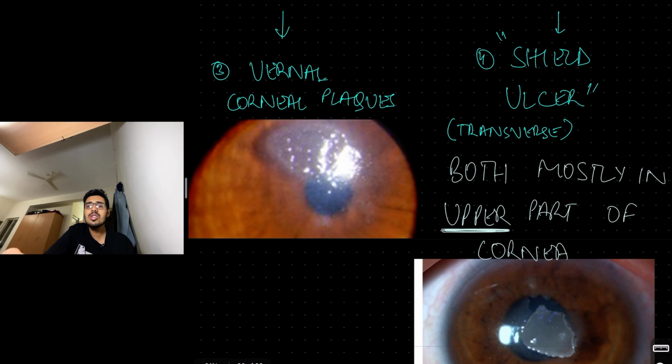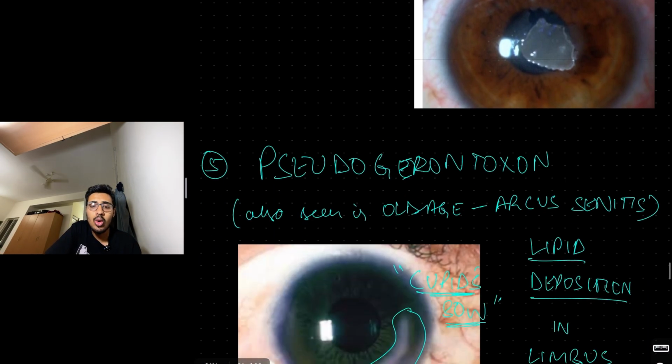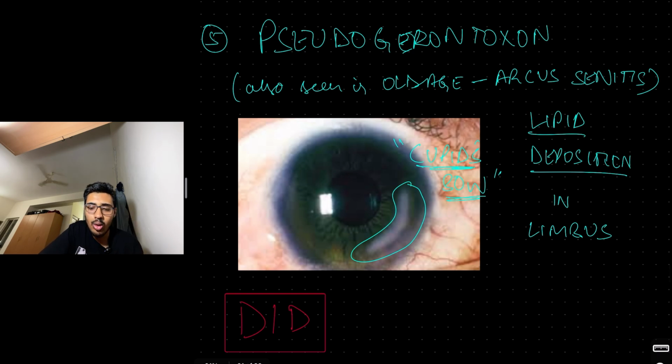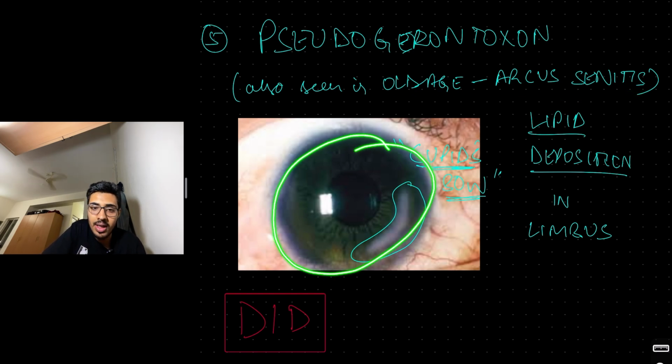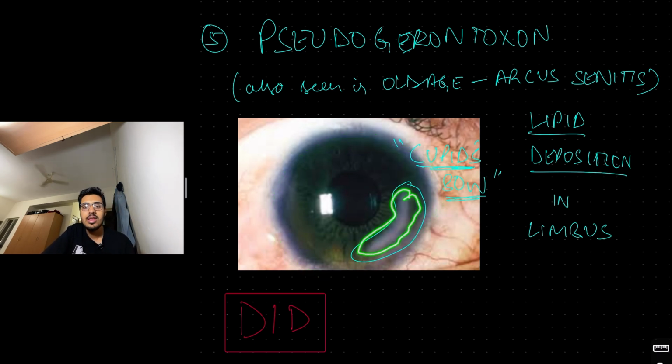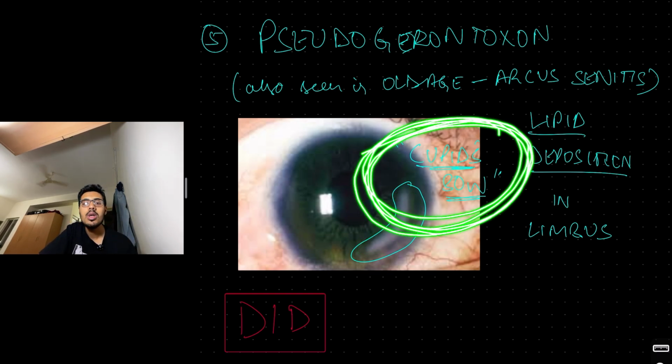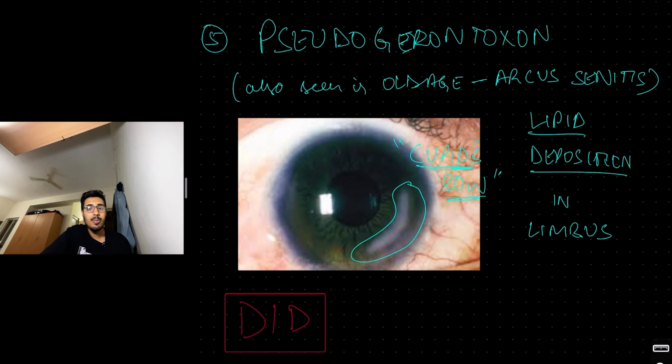And then the last corneal sign is pseudogerontoxon. Now what is pseudogerontoxon? It is also seen in a condition in old age known as arcus senilis, but mainly what happens, there is lipid deposition in the limbus. This is the cornea, this is the limbal area, right? As you can see here, there is lipid deposition in the limbus that forms a bow-like outline. So this is known as Cupid's bow. So bow-like outline known as Cupid's bow due to lipid deposition in the limbus. This is known as pseudogerontoxon.